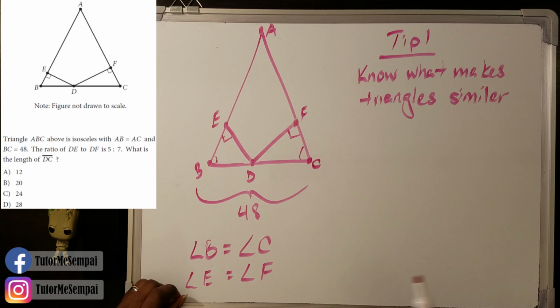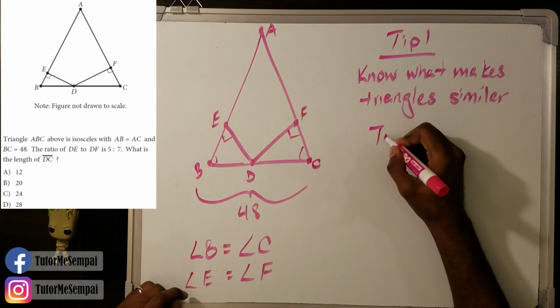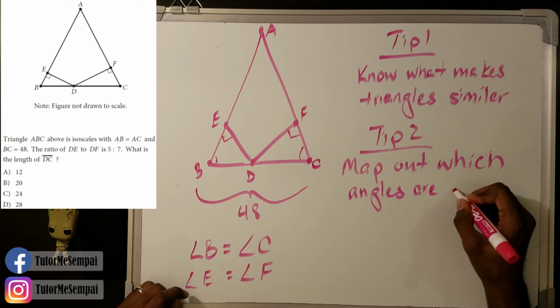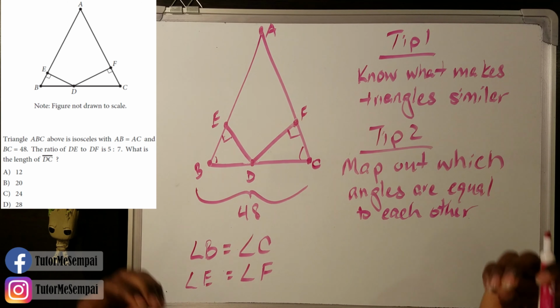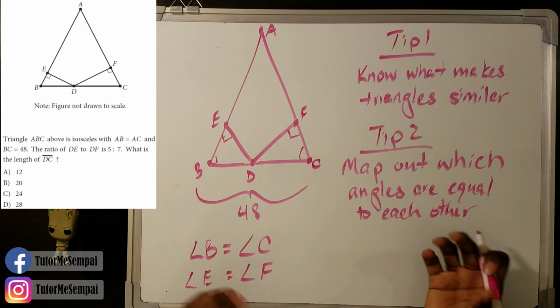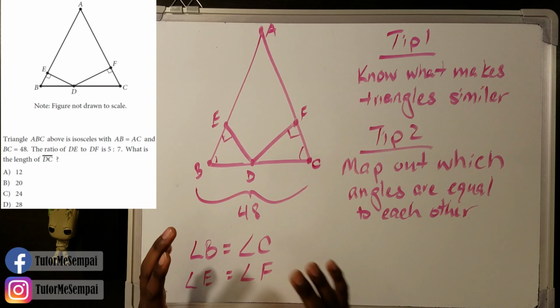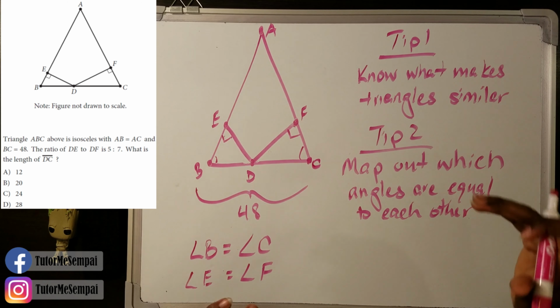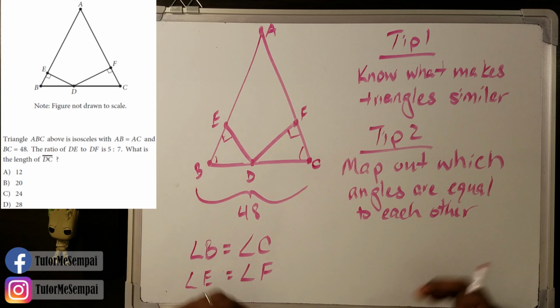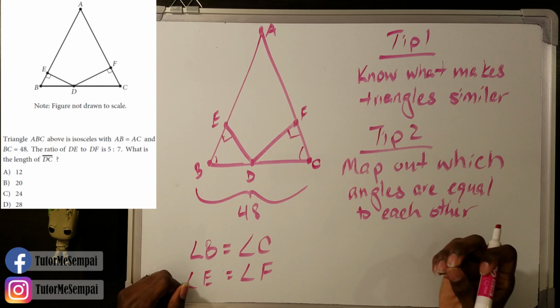Writing the angles in this fashion leads us to our second tip for today: map out which angles are equal to each other. If we can map out which angles are equal, that will help us identify the orientation of our two triangles. Sometimes triangles show up in a weird orientation that doesn't necessarily jump out at us. In this case, it doesn't seem to be a problem, but in our next question, you will see what I'm talking about.